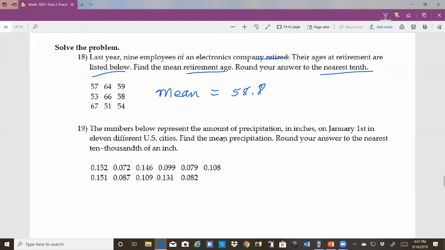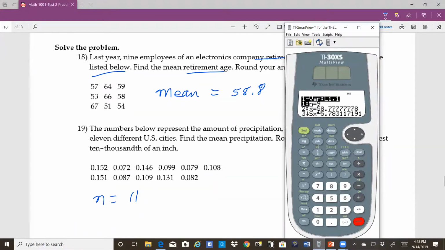Now the next one, we see the amount of precipitation in inches on January 1st in 11 different U.S. cities. Find the mean precipitation. Now, if you wanted to, you could just add all these up and divide by the number, which is 11, n is equal to 11. I'm going to go ahead and put this in the calculator. In this case, I've already got L2 cleared, so I'm going to put the data there.